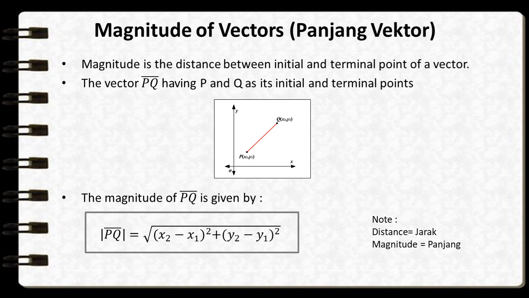And then we can find the magnitude by using the formula: PQ equals the square root of (x2 minus x1) squared plus (y2 minus y1) squared.